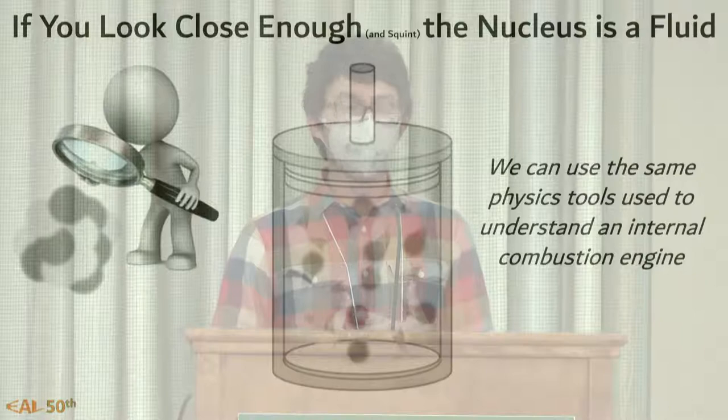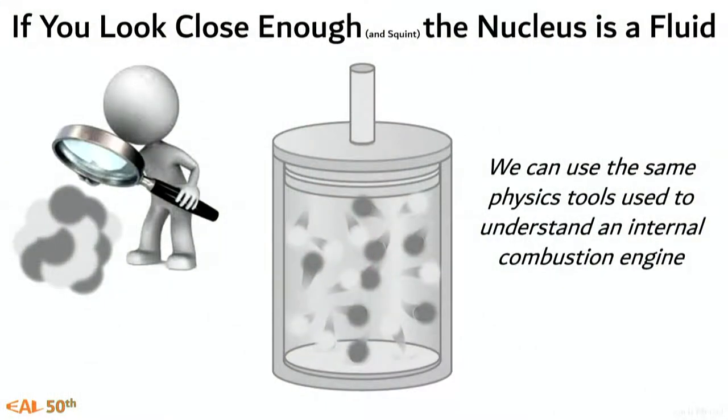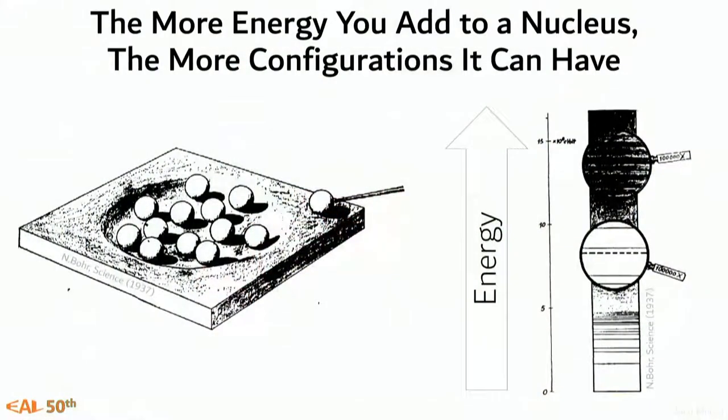And what this means is that we can use the same physics tools that you use to describe an internal combustion engine. You can use those same tools to describe a nucleus and understand the nucleus. So specifically, this would be statistical mechanics, if you want to sound fancy. So when you look at a nucleus from a statistical perspective, one of the things that you see is that the more energy you pump into the nucleus, the more configurations it can have.